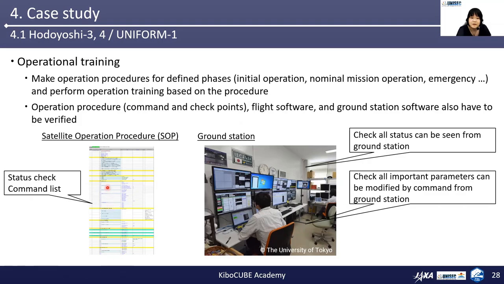In addition, the operation procedure, flight software, and the ground station software also have to be verified. The operation procedure consists of the commands and the checkpoints. This kind of repeated confirmation enables us to make the designed procedure smooth and reduce operational error. The procedure itself can be modified to increase the system safety. In addition to the sequential training, these command and telemetry interfaces are also confirmed, and it is also important to finish the software implementation.